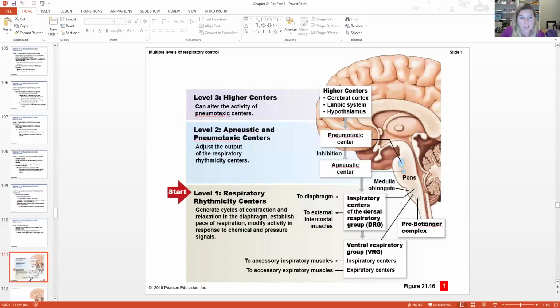So this is just a nice graph showing you all of this interrelatedness of all of these structures that I tried to describe for you within our medulla oblongata, the inspiratory and expiratory centers of the DRG and VRG, apneustic and pneumotaxic centers of our pons, all being regulated by higher centers within our cerebral cortex, limbic system, and hypothalamus. Even if our higher levels of our nervous system are not aware or activated, the DRG and VRG will still do their job.